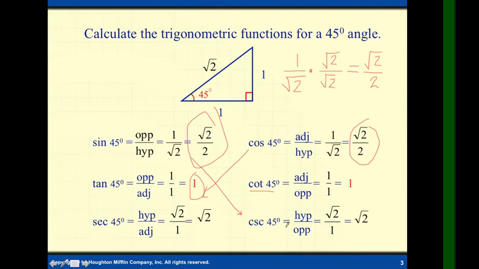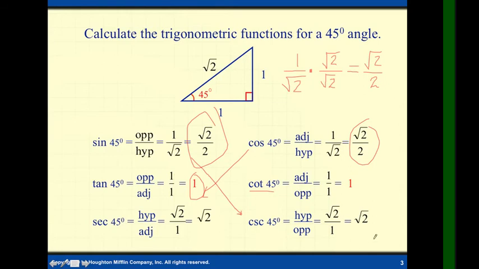And finally, for the cosecant, which is the opposite of the sine, which is hypotenuse over opposite. So we have square root of 2 over 2, and that is square root of 2. Okay? So these are now the trigonometric functions for a 45-degree angle.